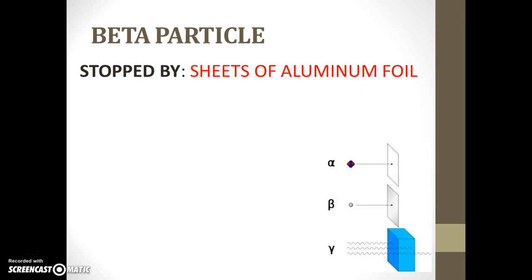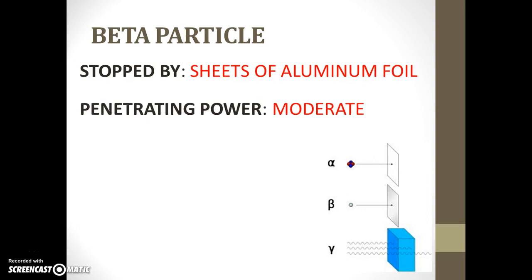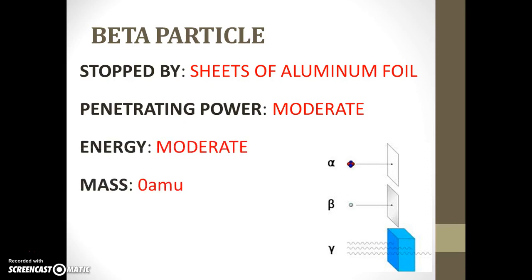Beta particles, you can stop them with a sheet of aluminum foil. They're going to go right through your paper, but they are stopped by a small piece of metal. So if you have aluminum foil and you make a hat out of it, your head will be completely protected from beta particles. Their penetrating power is moderate. Again, they can break through your sheet of paper, but they are going to be stopped by metal. They have about a moderate energy, and they have 0 mass.